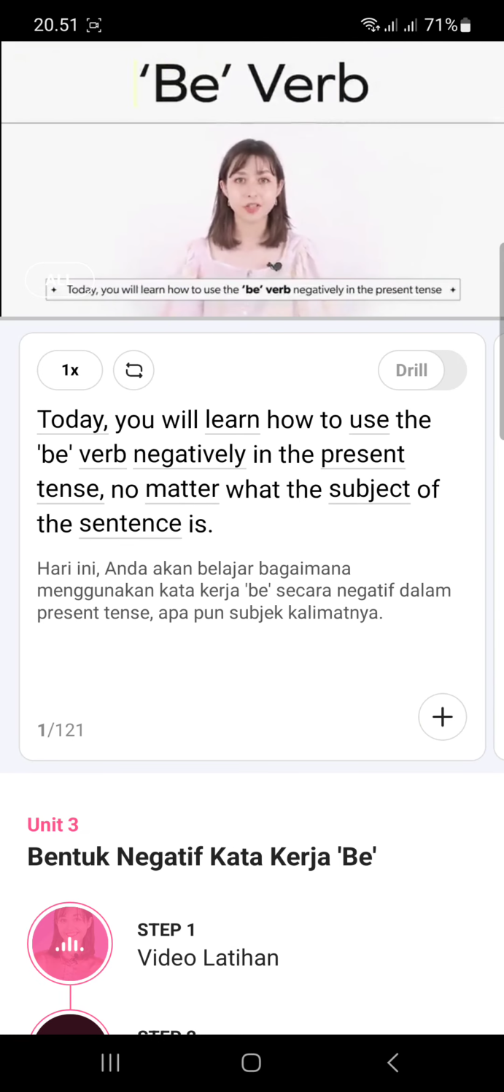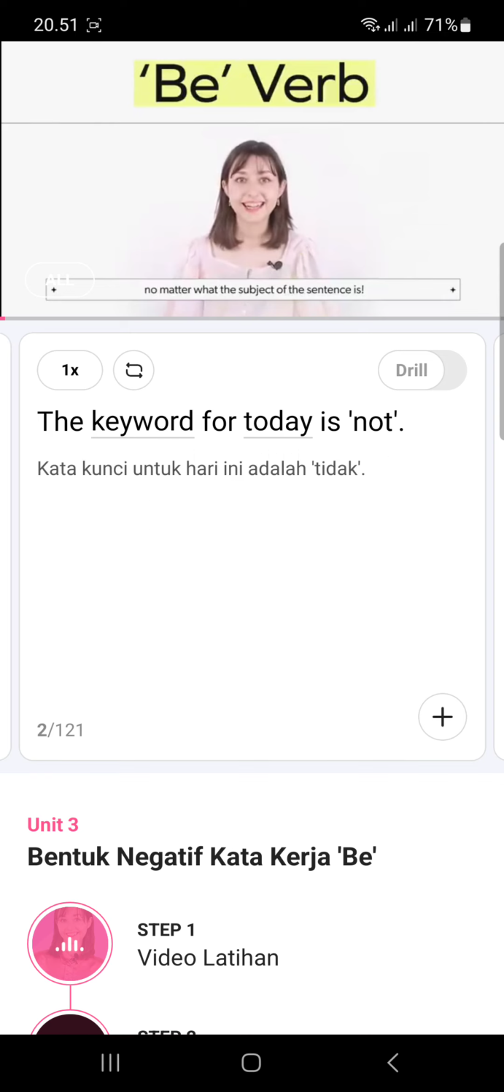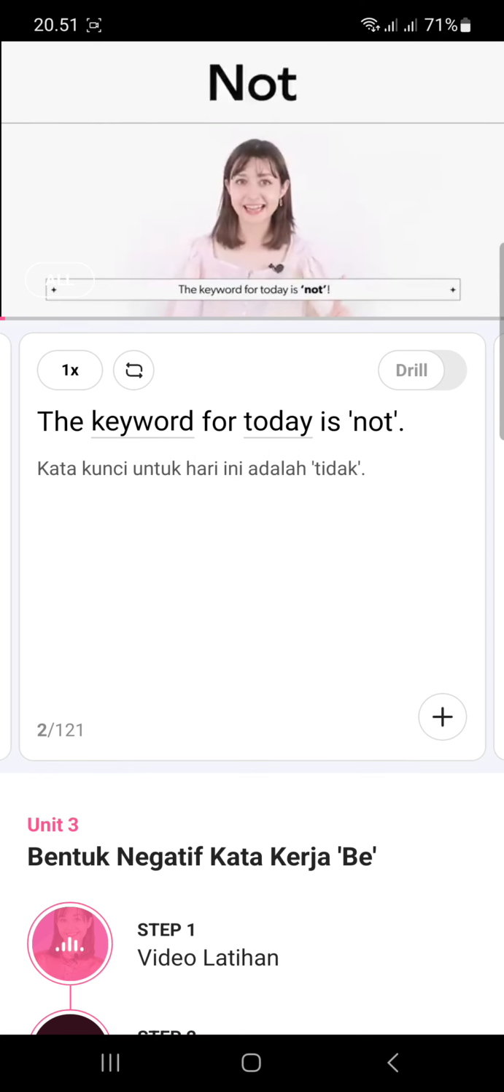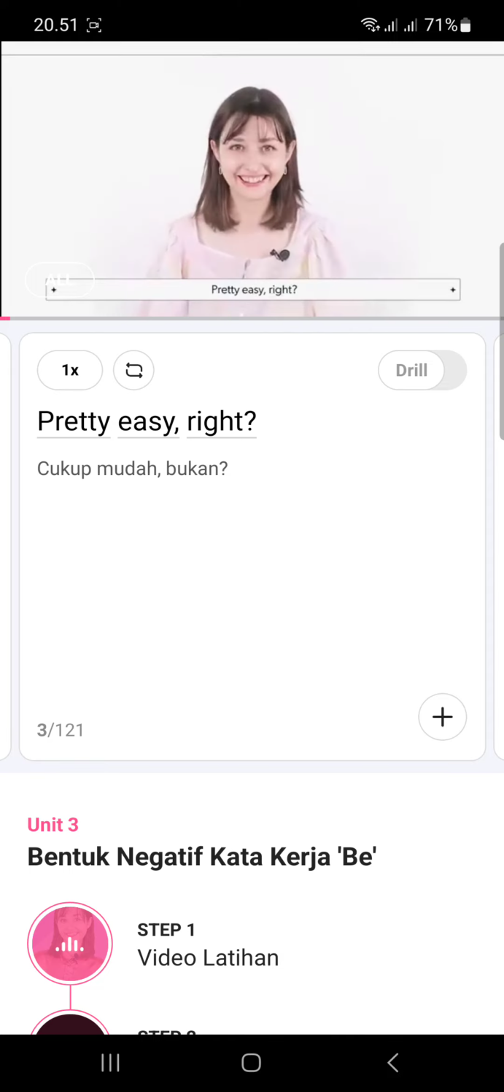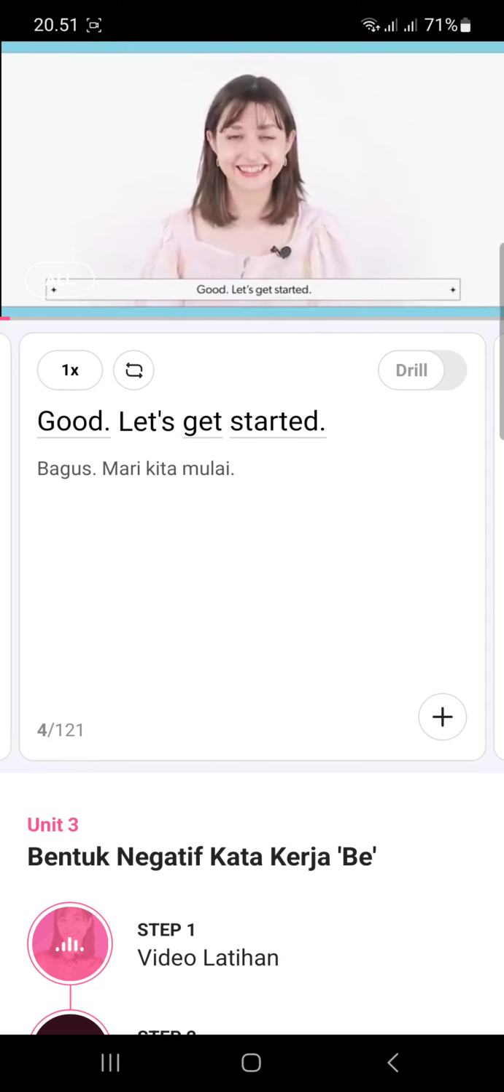Today, you will learn how to use the be verb negatively in the present tense, no matter what the subject of the sentence is. The key word for today is not. Pretty easy, right? Good. Let's get started.